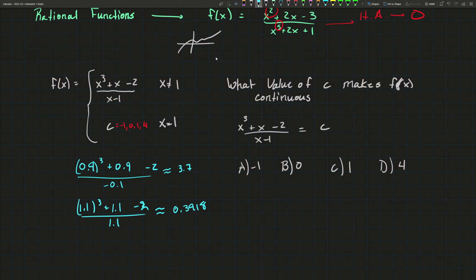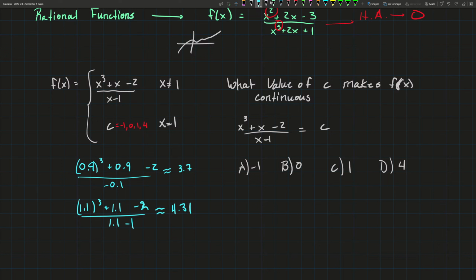Yeah, you're just plugging in numbers really close to 1 from the left and the right. I think I just plugged that in wrong. Right, 1.1 cubed. Oh, I see, I just missed this -1. So this is about 4.31, and it's just going to be somewhere in the middle.